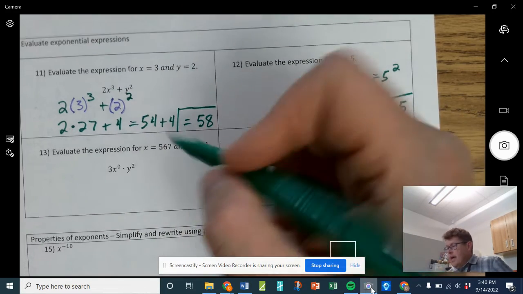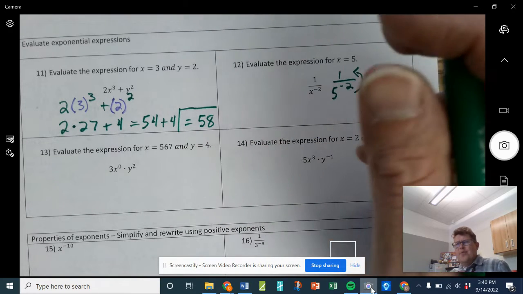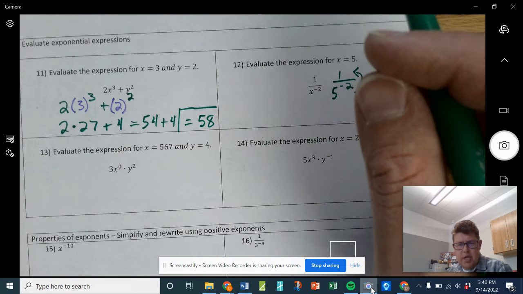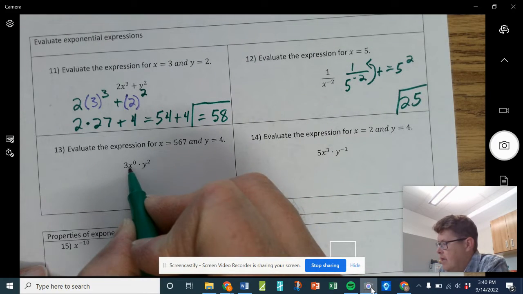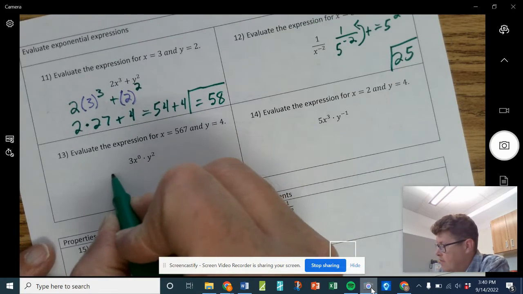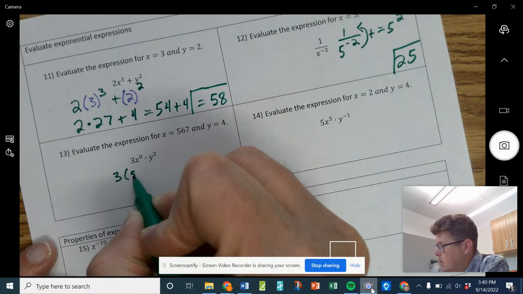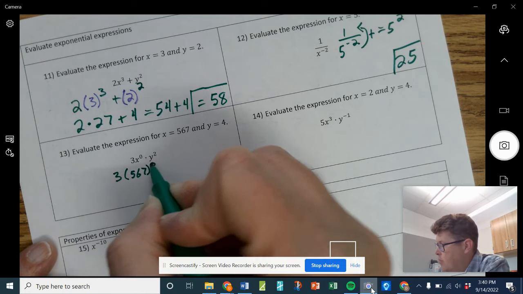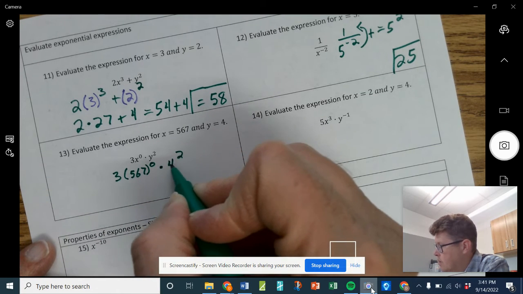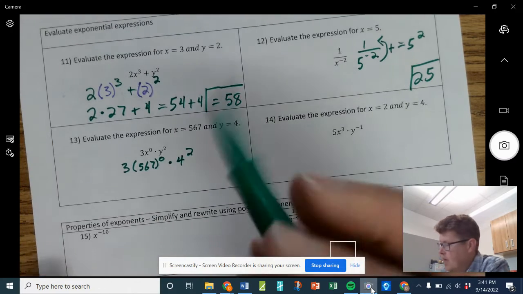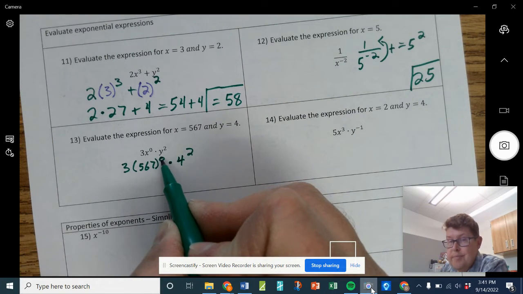Evaluate this expression for x equals 567 and y equals 4. That's a huge number. You might just shut down, but realize that x to the power of 0 is 1. So even though we put it in there, and it looks pretty complicated, okay? This is 4 squared. Oh, sorry, I didn't do a different color, guys. My bad. Anything to the power of 0 is always 1.